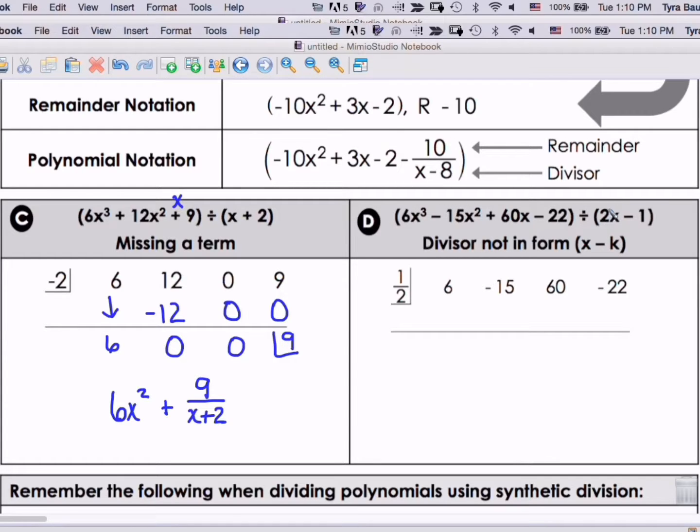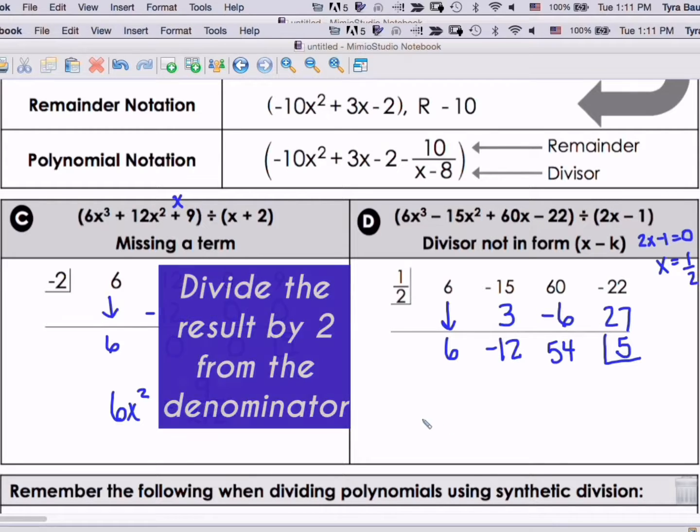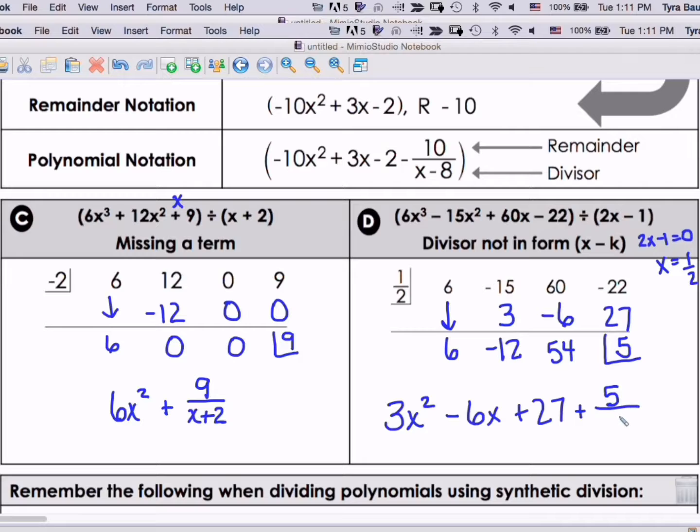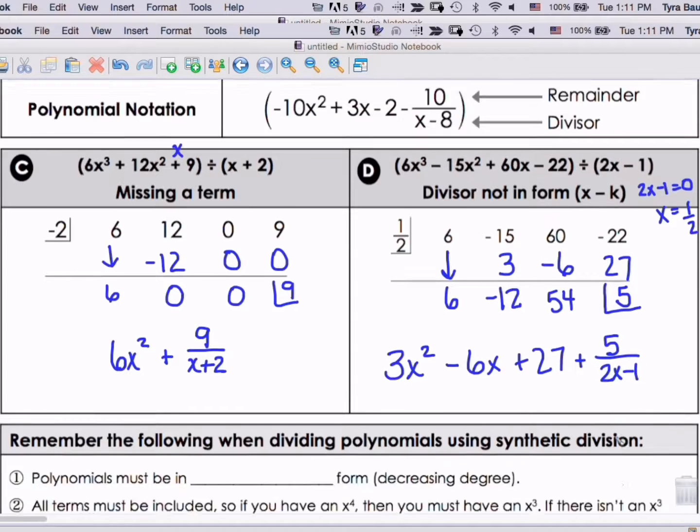All right, what happens if I have a binomial with an a term in front? It could be like an ax minus k. We actually have to think about 2x minus 1 equals 0, and if I solve for x, I would get 1/2, right? So I have to use 1/2 right here in my box, and then I can follow the same steps. So I bring down my 6, multiply it by 1/2, which is 3. I get negative 12. Half of negative 12 is negative 6. I get 54. Half of 54 is 27. I add to get 5.